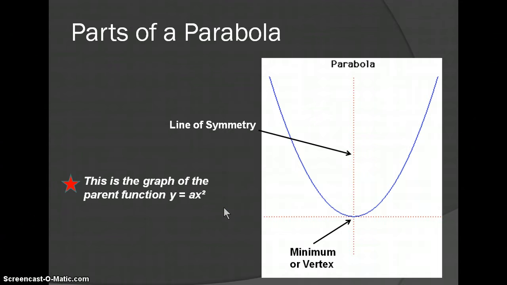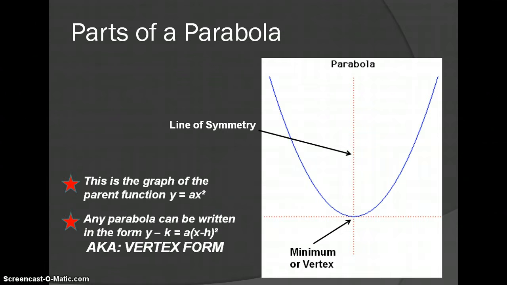Now this is the graph of the parent function y equals ax squared. Every graph that we use for the rest of the lesson will be used based on seeing how it moved from where the parent function was. And that is also how we define the vertex form for an equation of a parabola. Any parabola can be written into the form y minus k equals a times the quantity x minus h squared.